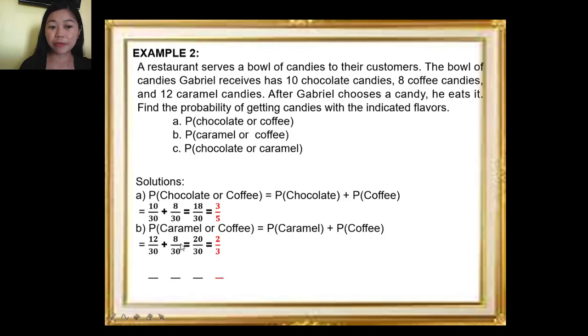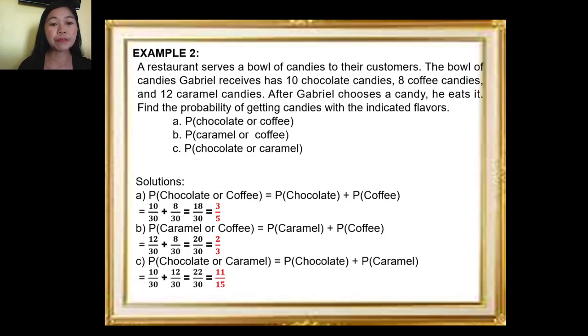Plus the probability that it is coffee. So ilan yung coffee again? So we have 8 over the total number of candies, so we have 30. So 12 over 30 plus 8 over 30 gives us 20 over 30. And to simplify this, we are going to divide numerator and denominator by 10. That's why the answer is 2/3. Okay. What about letter C? So what is the probability that it is chocolate or caramel?